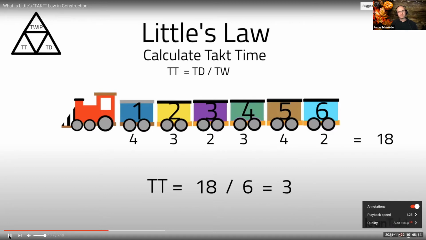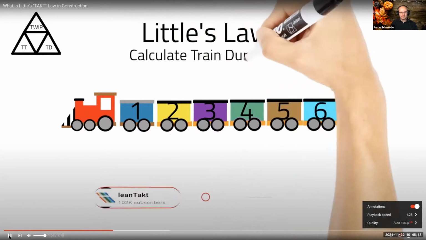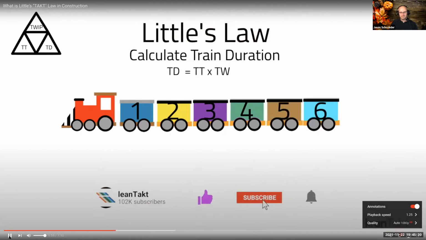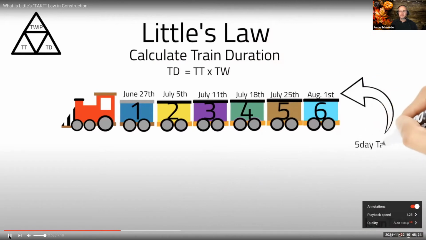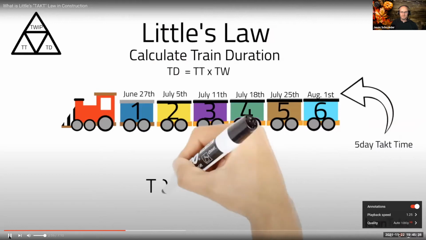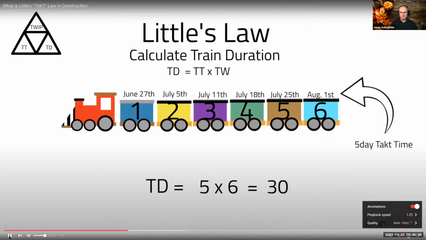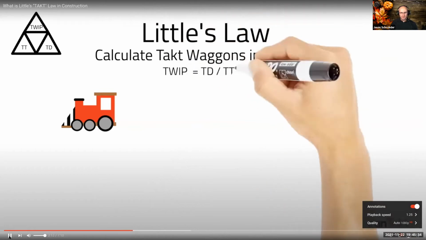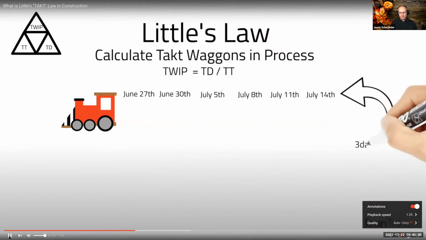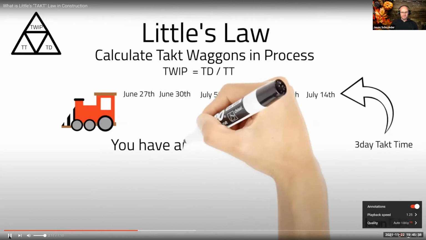You might have to go back to a Takt time of 4 to account for the bottlenecks. In the same way, you can use this formula to find any of these variables if they are unknown. If you knew your production or Takt time duration is 5 days, and that you have 6 Takt wagons, you might do simple math to get 30 days. Makes sense? To find the Takt wagons in process, you would need to know the Takt time, which is 3 days in this example, and the train duration of 15 days.